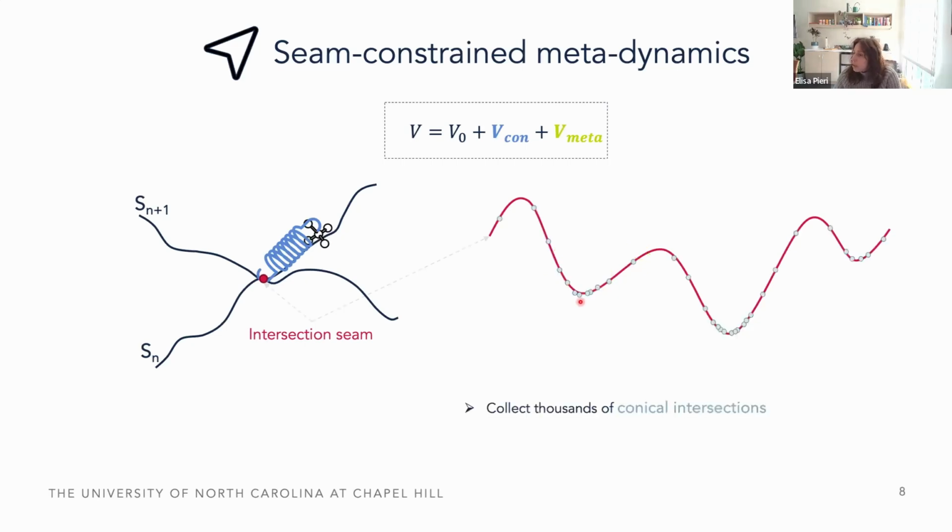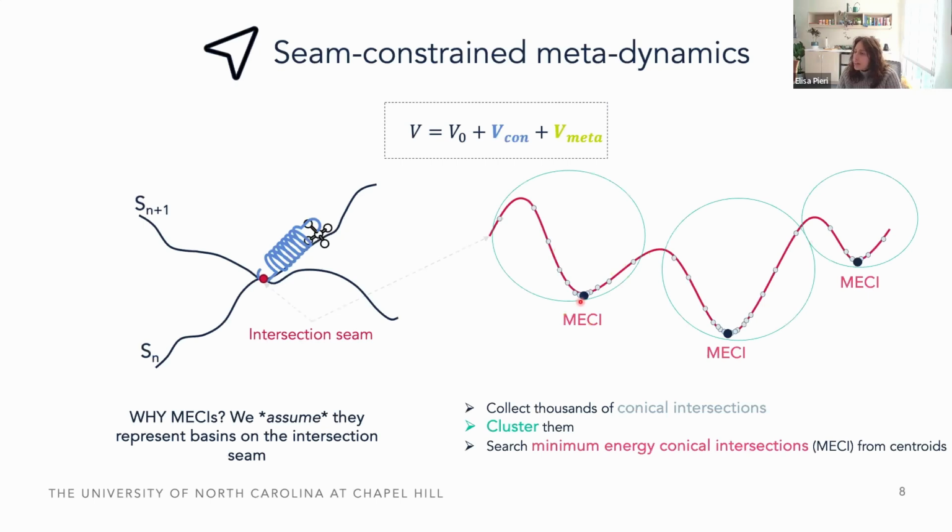From these seam dynamics, we then collect thousands of conical intersections that we can group together, cluster together based on their geometry. And from the centroid of each cluster, we can find what we call the minimum energy conical intersections, or MECIs. At this point, you might ask, why the MECIs? Why do we care? If we have this much energy, why don't I consider hitting the intersection seam at a higher energy intersection point? It's a perfectly valid observation. Actually, it's a great observation, but we are assuming here that a minimum energy crossing point is representing a basin on this intersection seam space. So this is an assumption that we're making.